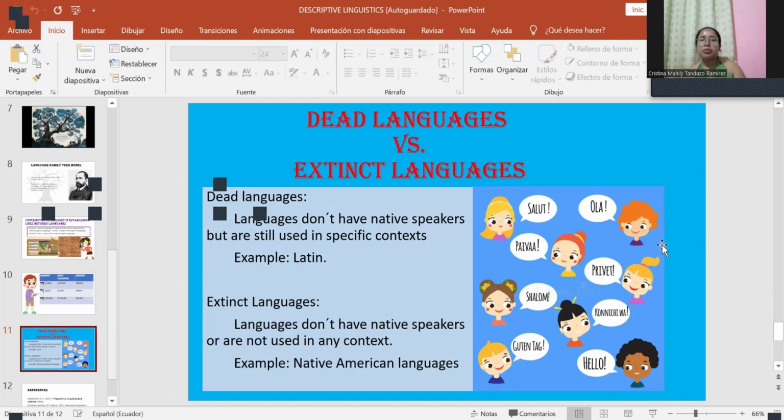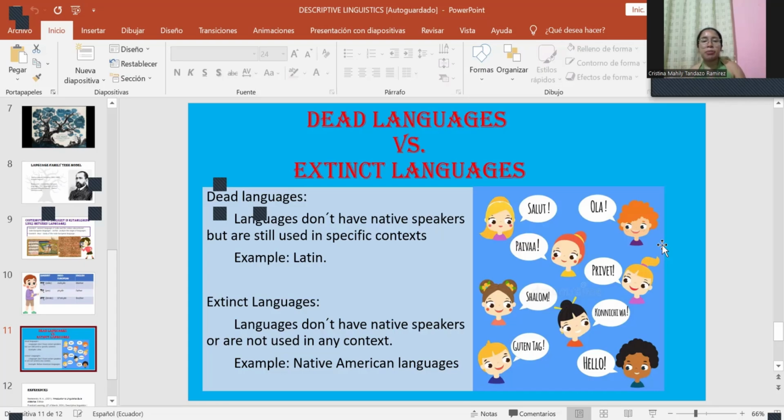But in the case of a dead language, the language is used in a specific context currently. For example, in education, people use Latin. But in the case of extinct languages, the language doesn't have native speakers and is not used in any context currently in society.